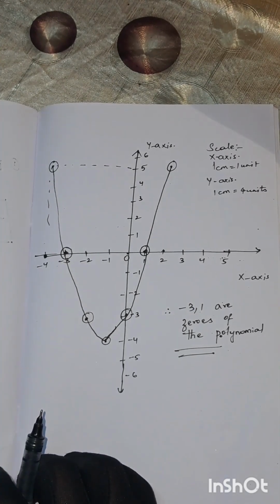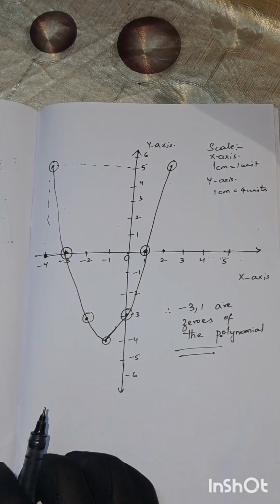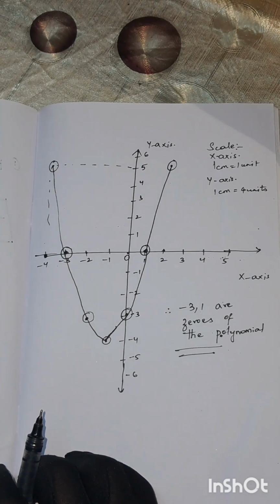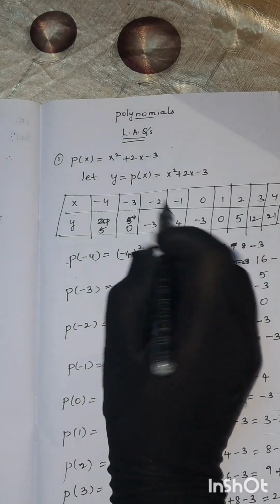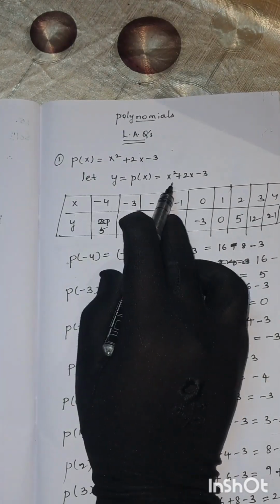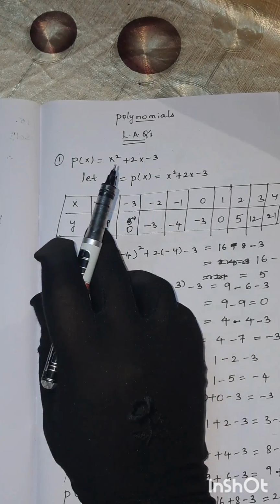I'll attach a few examples, important questions of graphs of polynomials like this, so you can practice those questions. Those are very important questions. I'll attach all the questions and the solutions with this. So for finding the value of y, you have to substitute in the place of x in the equation and get the value of y. Okay, similar questions I'll attach after this question.